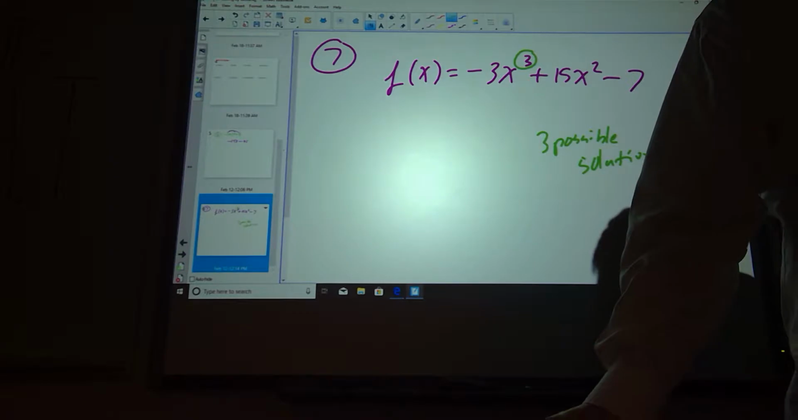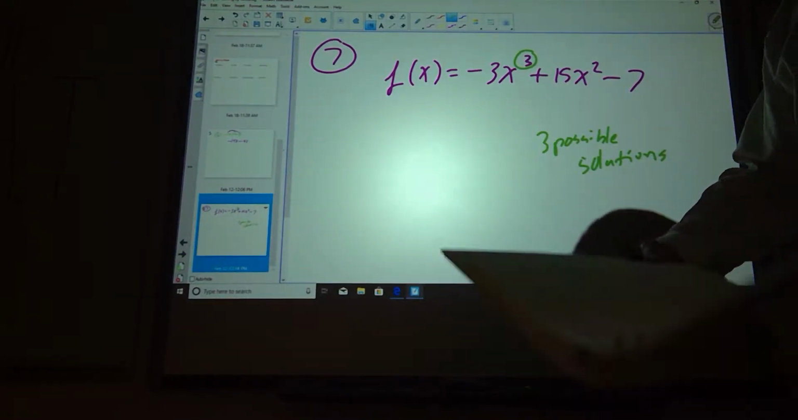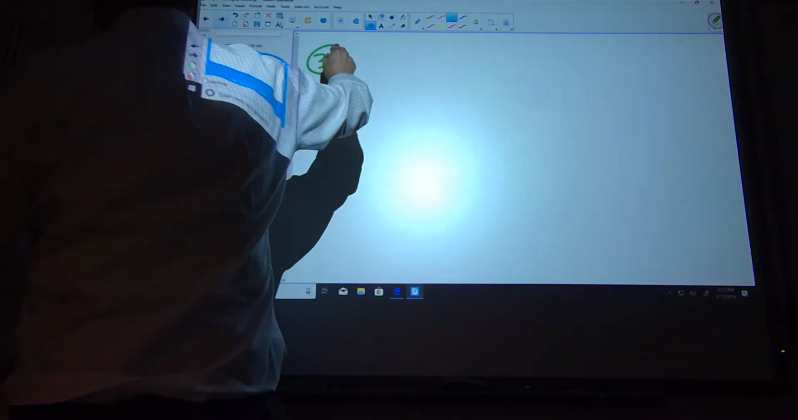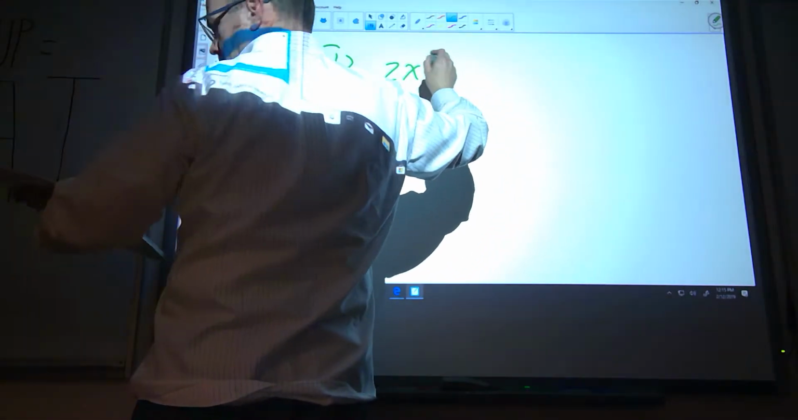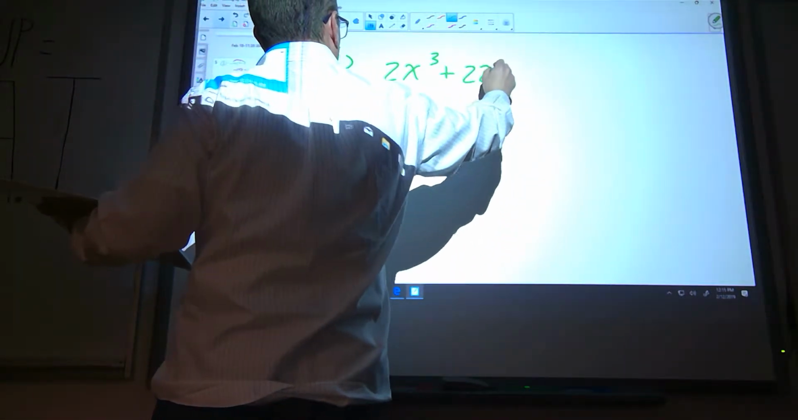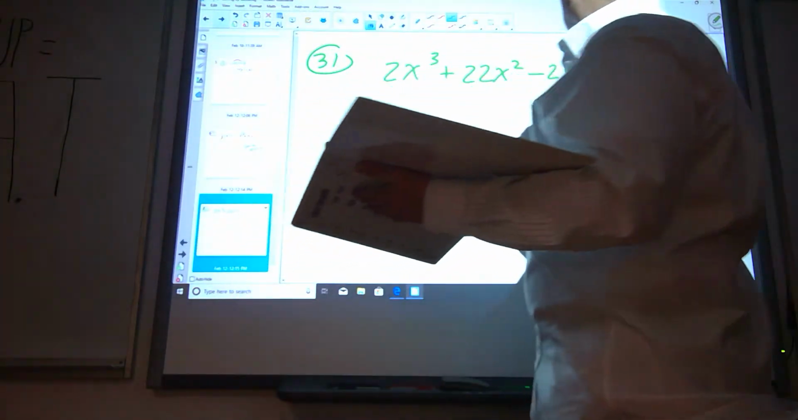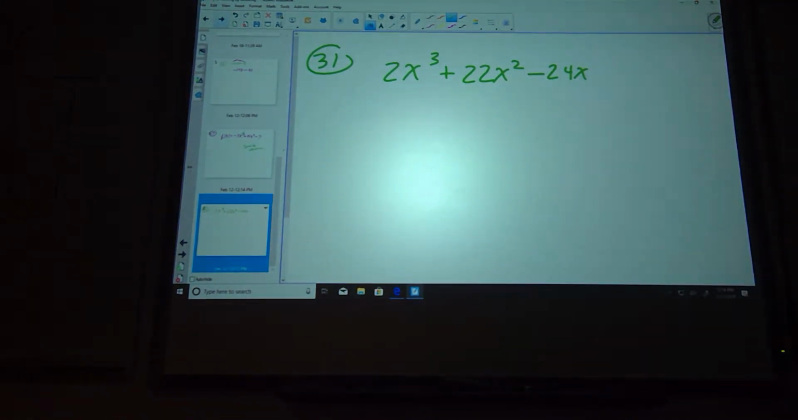31. Okay. That one, right? Okay. Ethan, do you see an equal sign up there? No. So all we have to do to this is factor it. So we're going to break it down.